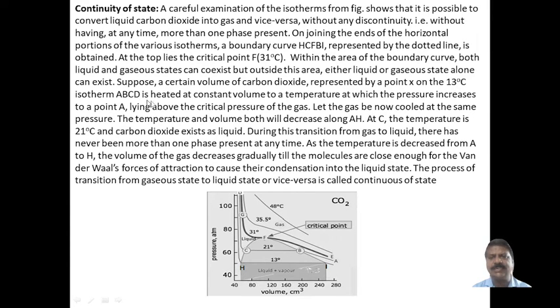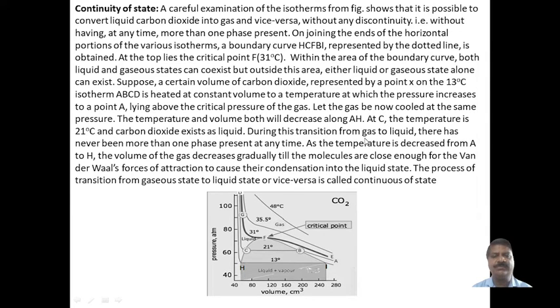On the isotherm ABCD, the gas is heated at constant volume, at which the pressure increases to a point A lying above the critical pressure of the gas. Let the gas now be cooled at the same pressure. The temperature and volume both decrease along AH, that is from A to H. At point C, the temperature is 21 degrees Celsius and carbon dioxide exists as a liquid.